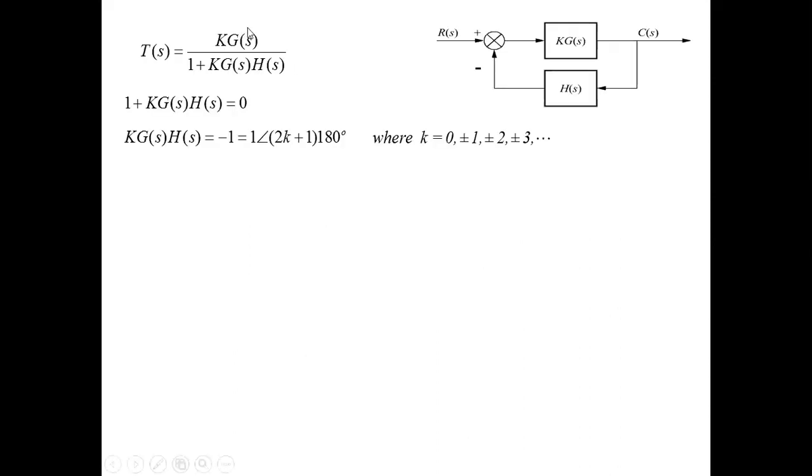The closed loop transfer function is represented in this form. The characteristic equation is written here. So if we want to find the poles of this closed loop characteristic polynomial, we will equate this to 0, and we get k G(s) H(s) equal to -1. Converting this term into polar form, we get the magnitude 1 and the angle is an odd multiple of 180.